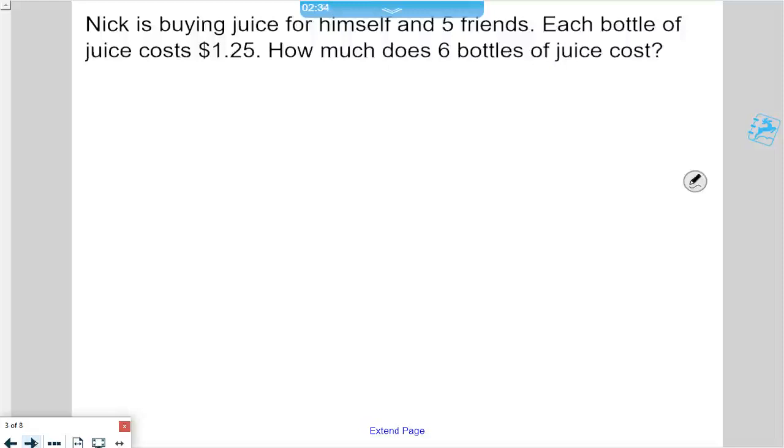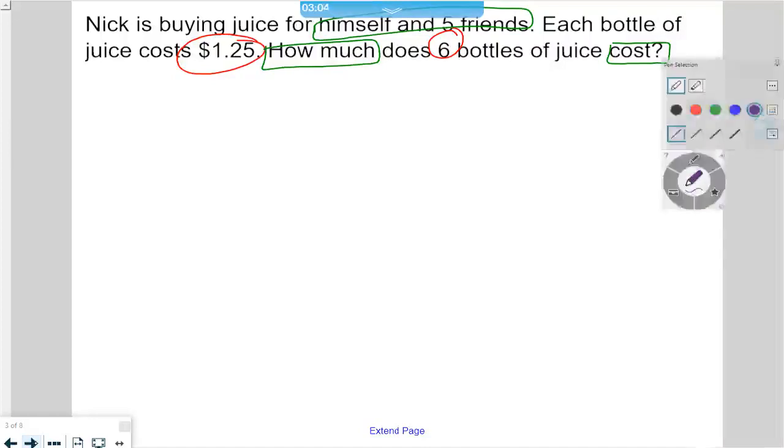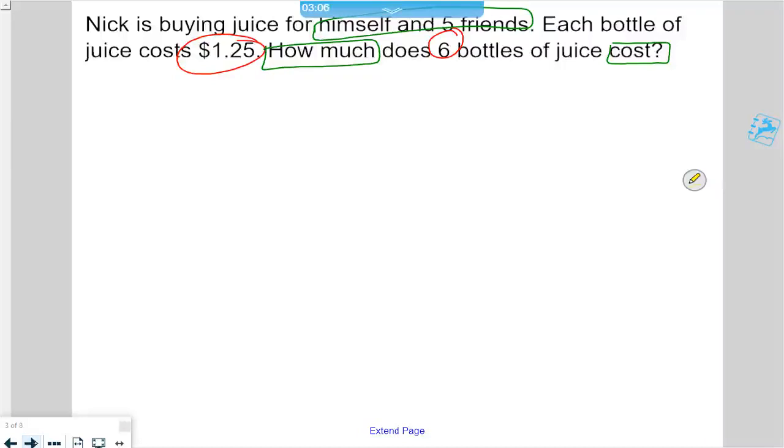All right. Nick is buying juice for himself and 5 friends. Each bottle of juice costs $1.25. How much do 6 bottles of juice cost? Well, each bottle of juice is $1.25. I need 6 bottles. And we're going to put this one here because we kind of want to figure out how we got that number 6. So our question becomes, how much do 6 bottles of juice cost?